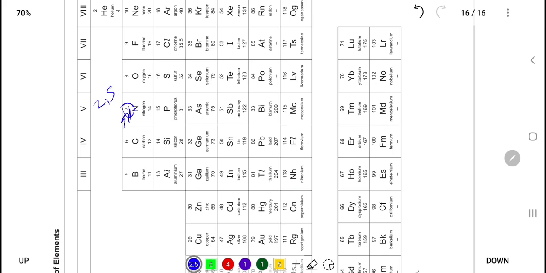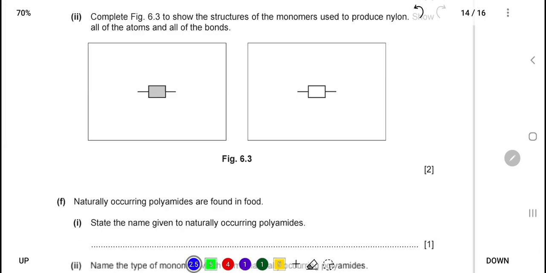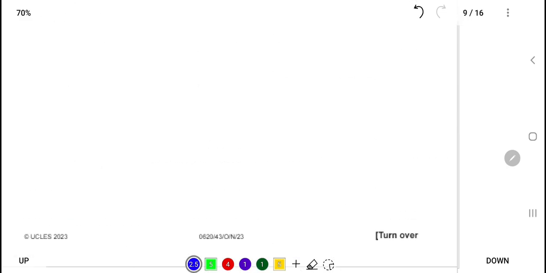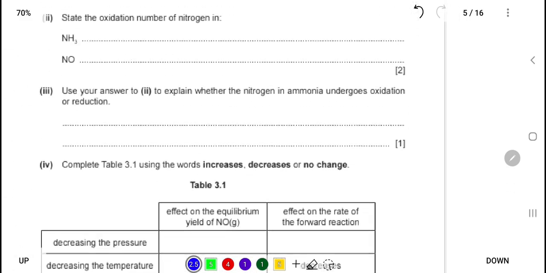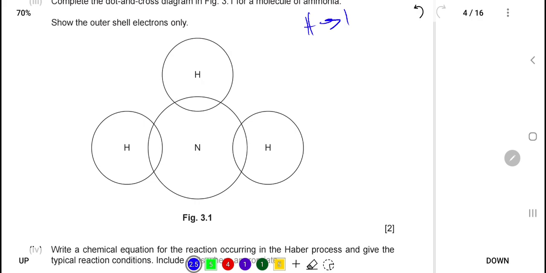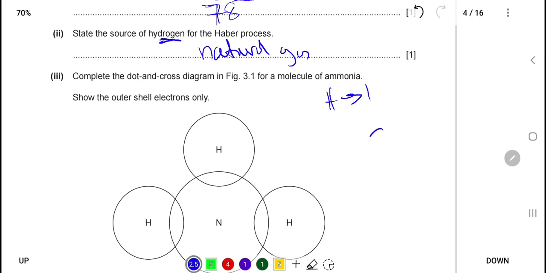So now we know that 5 needs 3 electrons to get a full outer shell, right? 5, 6, 7, 8, so it needs plus 3 to get into 2, 8. So it must share 3 electrons to get a full outer shell. I know it's going to be confusing, but I'm going to show you how. The outer shell electrons of nitrogen are 5, so it still needs 3.